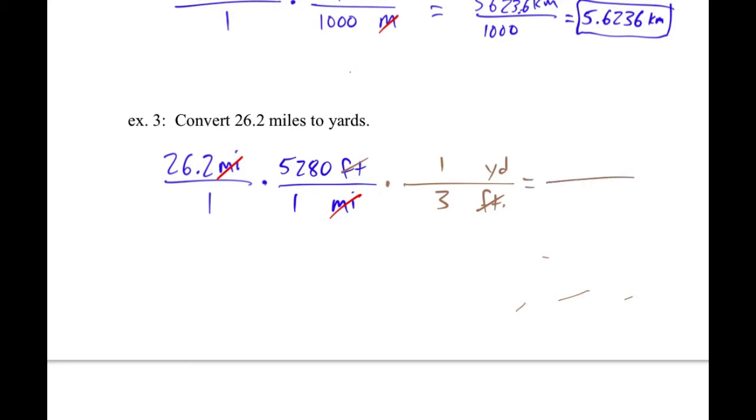Now if I multiply these out, I get 26.2 times 5,280. So I'm going to have 138,336. And the only unit that's left in the numerator is yards. In the denominator, I do 1 times 1 times 3, so I get a 3. Any units down below? Nope. So then last but not least, I could do 138,336 divided by 3, and I get 46,112. Perfect. And then that'd be that many yards. Maybe YDS or YD, something like that.